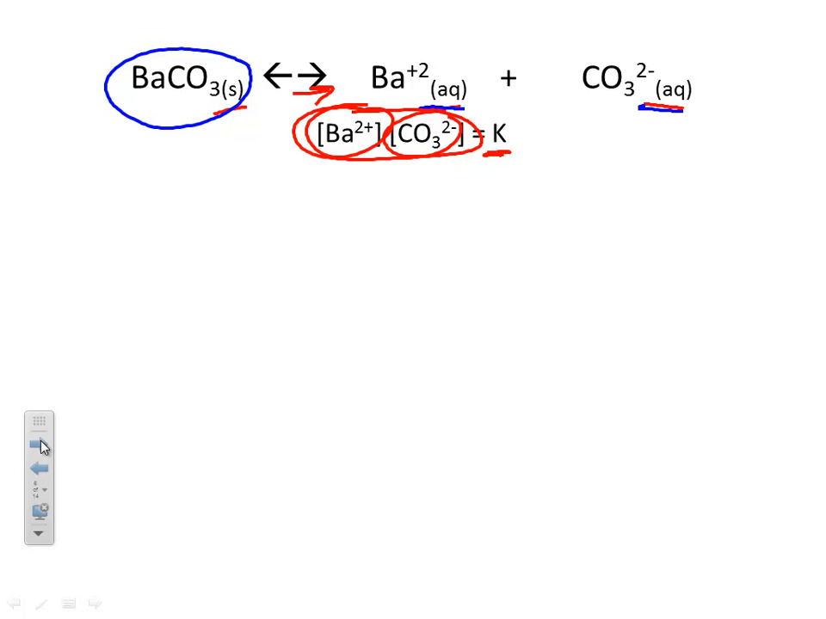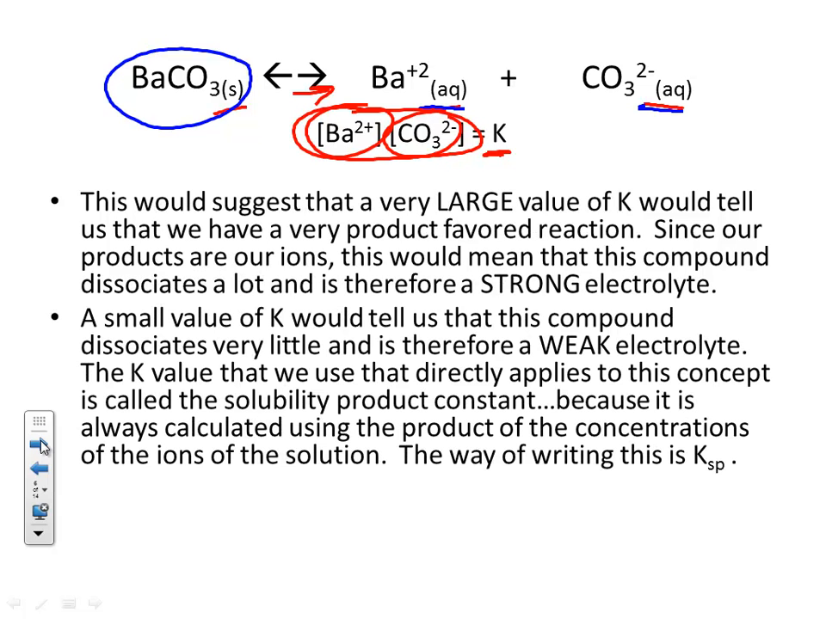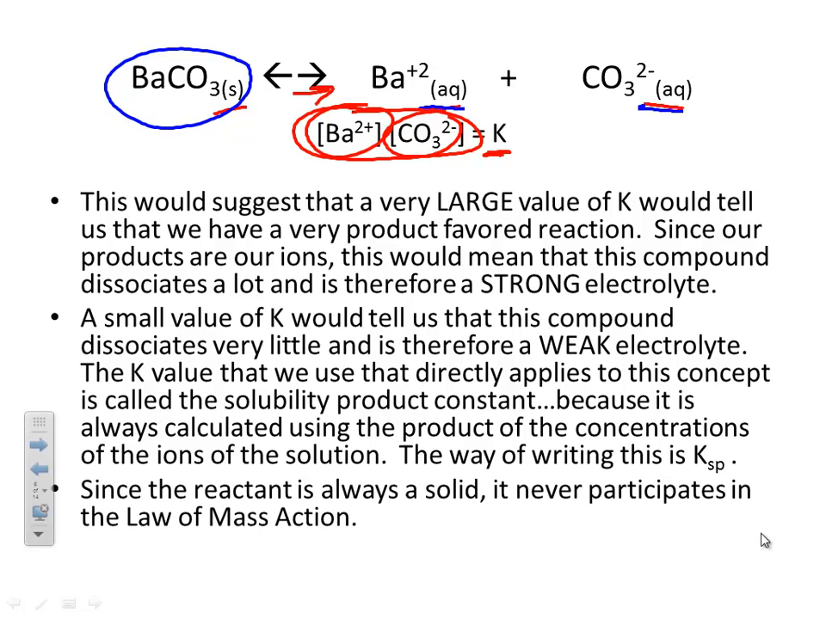The K value that we use directly applies to this concept is called the solubility product constant, because it's always calculated using the product of the concentrations of the ions of the solution. Just like this, we're using the ions of the solid to calculate our KSP, their concentrations. The way of writing this is using a KSP. And here's a quick summary of what I just said.